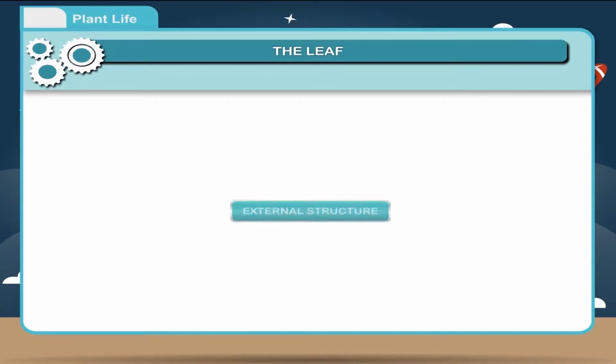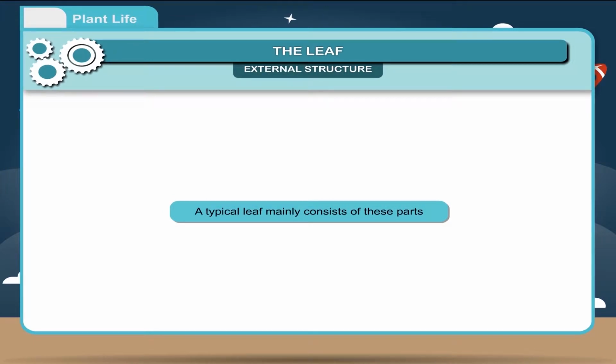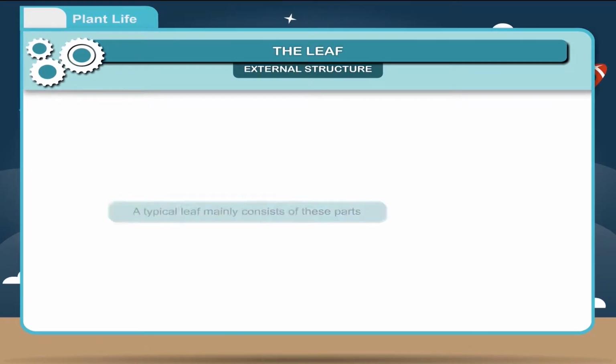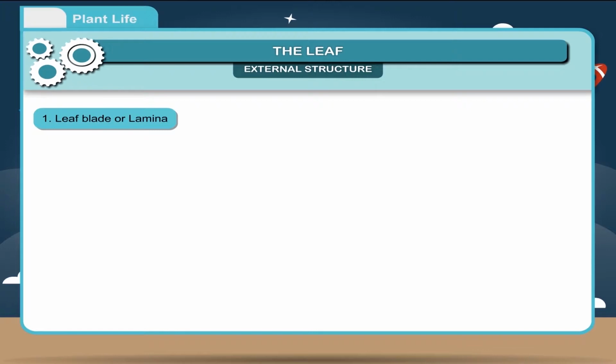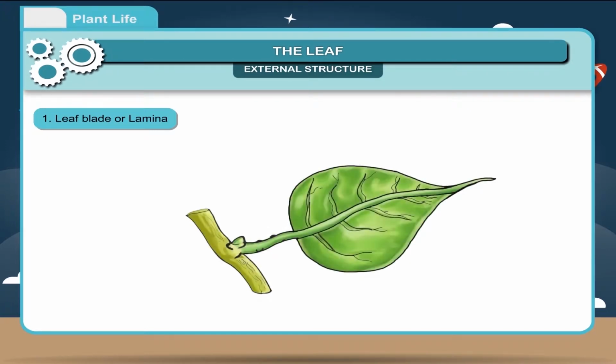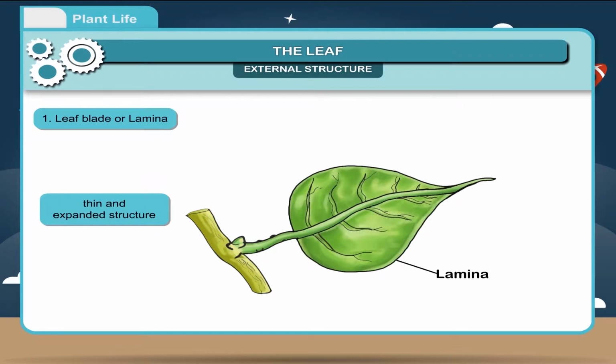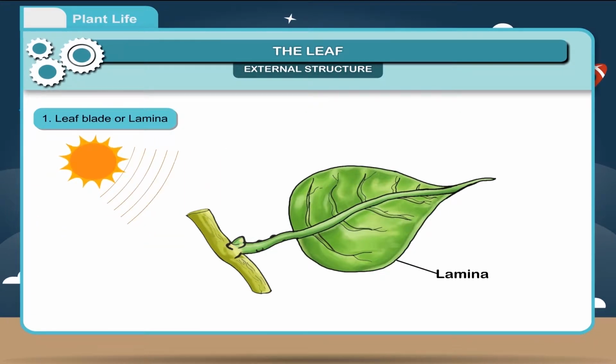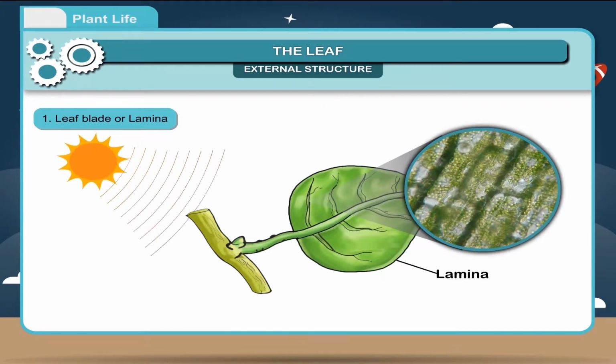External structure. A typical leaf mainly consists of these parts. 1. Leaf blade or lamina. The flat green part of a leaf is called the leaf blade or lamina. It is generally a thin and expanded structure which receives the maximum sunlight. It contains the green pigment chlorophyll, which is essential for photosynthesis.